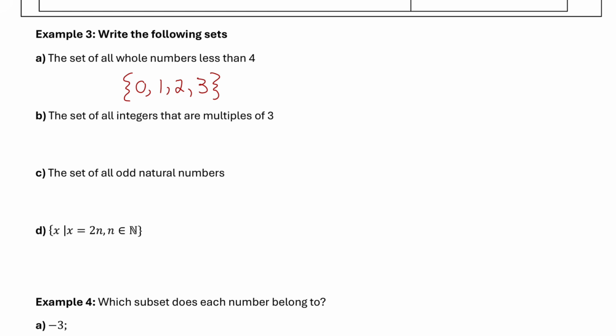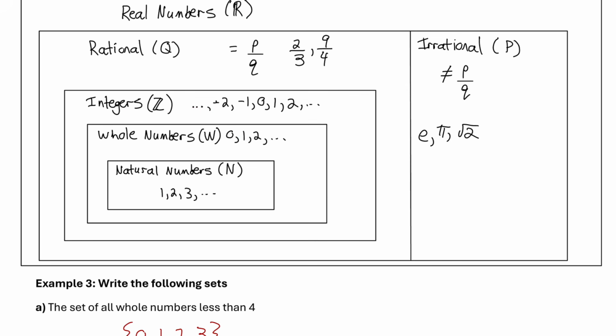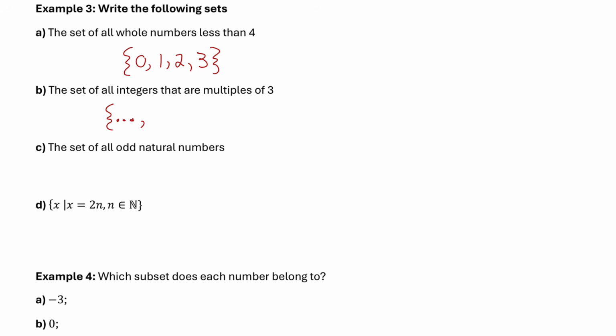Part B says the set of all integers that are multiples of 3. Well, this would be an infinite set in both the positive and negative direction. So my set will start with an ellipsis and end with an ellipsis. And then integer multiples of 3 would mean take any integer, so any positive or negative whole number or 0, and then multiply it by 3. Well, -3 times 3 is negative 9, negative 2 times 3 is negative 6, negative 1 times 3 is negative 3, and so on. So if I took the integer values between negative 3 and 3 and multiply them by 3, I would get these values. And then these dots indicate that this set continues forever in both directions.